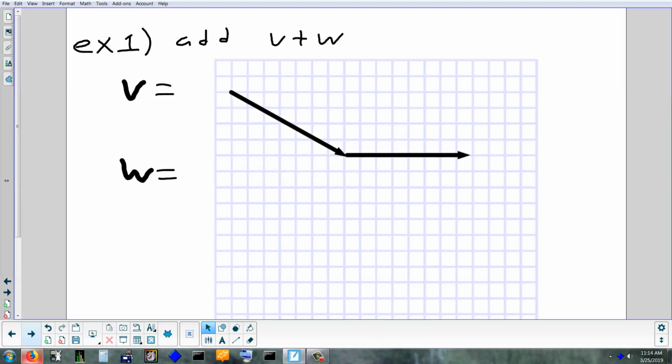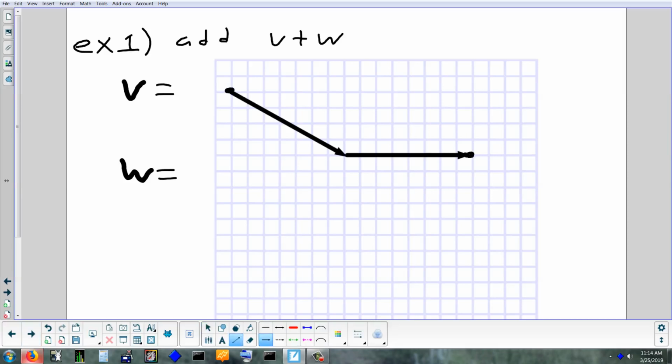All right. Now I've lined them up. I haven't actually answered the question yet. So what's my last step? How do I finish that up? Yeah. From the beginning point of V to the end point of W. Yep.